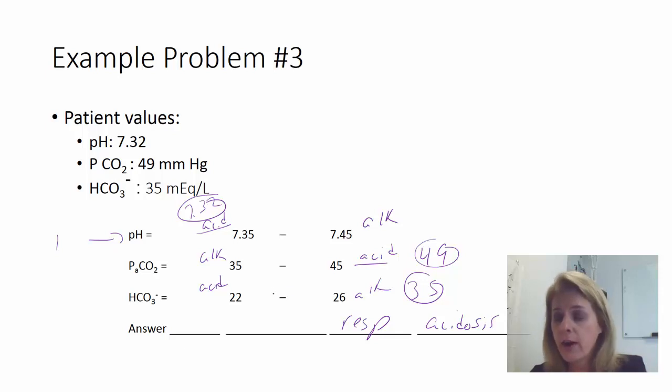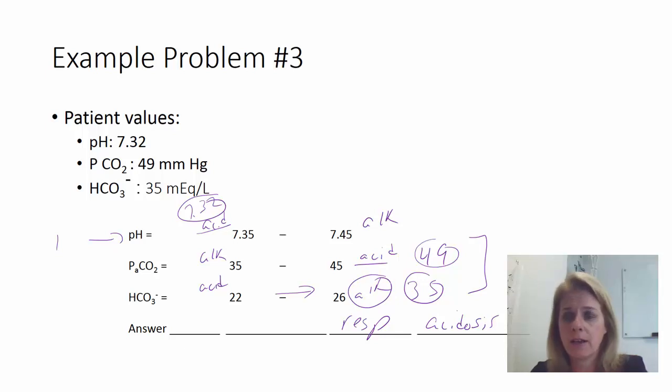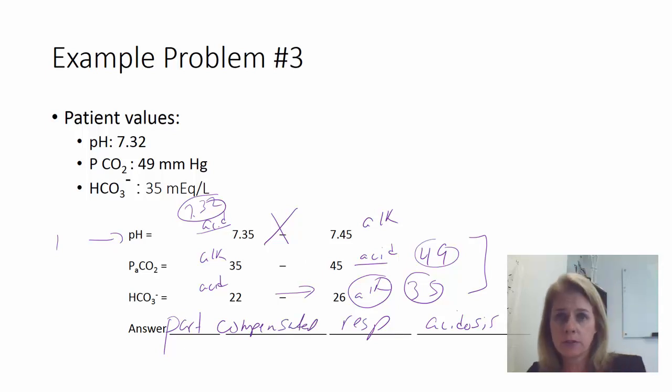Yeah, they're trying. They're out of whack. See, both things are abnormal. The kidneys are trying really, really hard by going more basic to pull that acidosis back in check. Are they doing a good job? No, because you're not normal. So this is partially compensated. Respiratory acidosis. They're trying, just not hard enough.